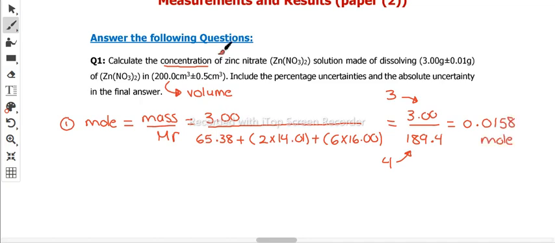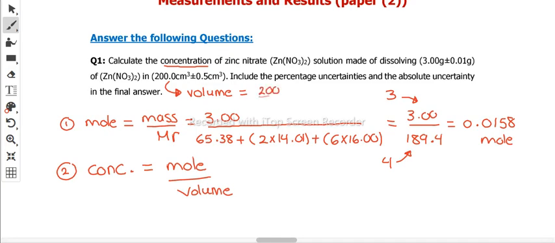Now after calculating the mole, I can go through the concentration rule. The concentration is equal to the mole, which would be divided over the volume. But here we need to remember that the volume should be in decimeter cube anytime we want to apply on the concentration. So I'm going to divide over 1000. And my final answer would be a 0.2.